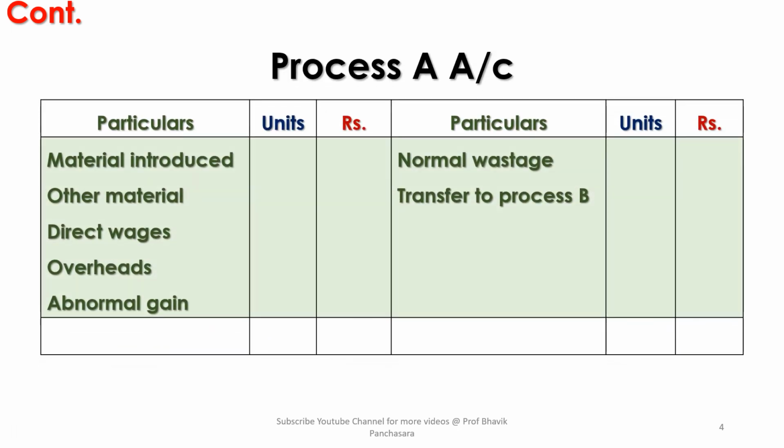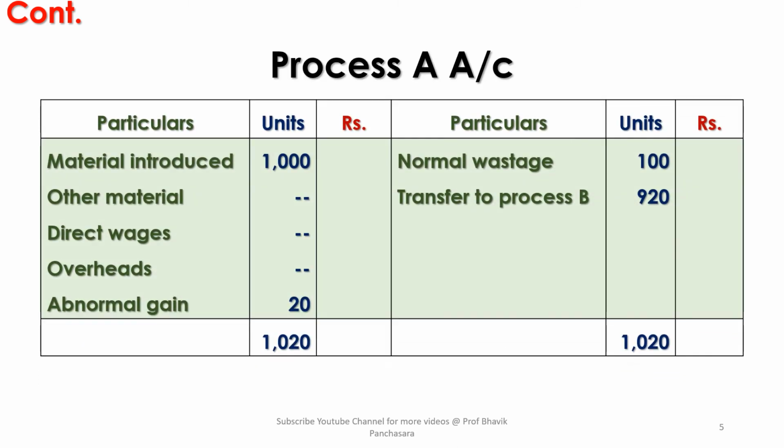Okay friends, now we are starting with process A account. First we will put all the information in particulars. So first we will start with debit side: material introduced, after that other material, direct wages, overheads and abnormal gain. Whereas on credit side we will show normal wastage and units transferred to next process, that is process B.